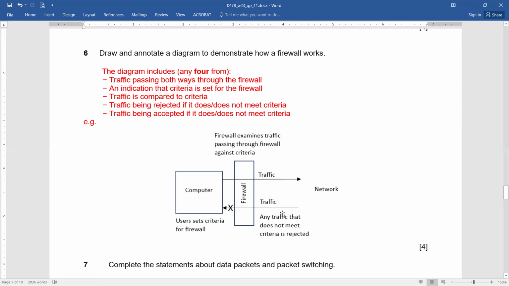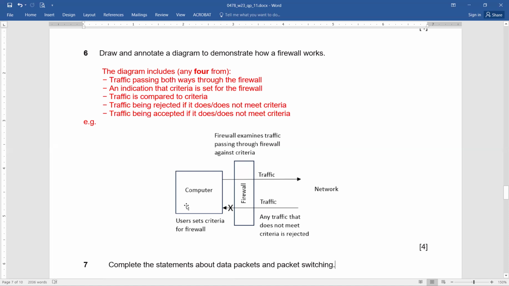Now, this is what you can see. The firewall is drawn here in the middle. A computer and the network are drawn on the extreme sides. And here you can see the traffic is traveling. And the firewall examines the traffic passing through it against the criteria set.